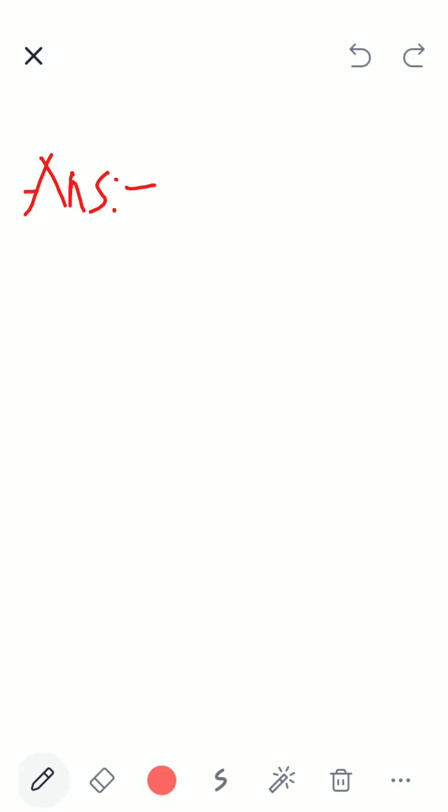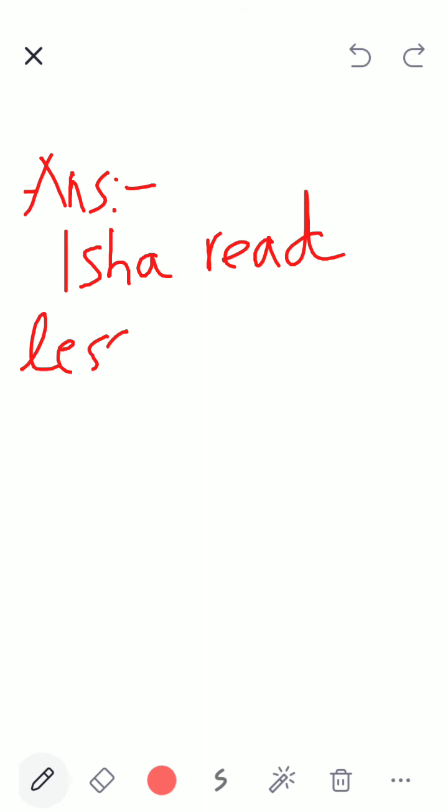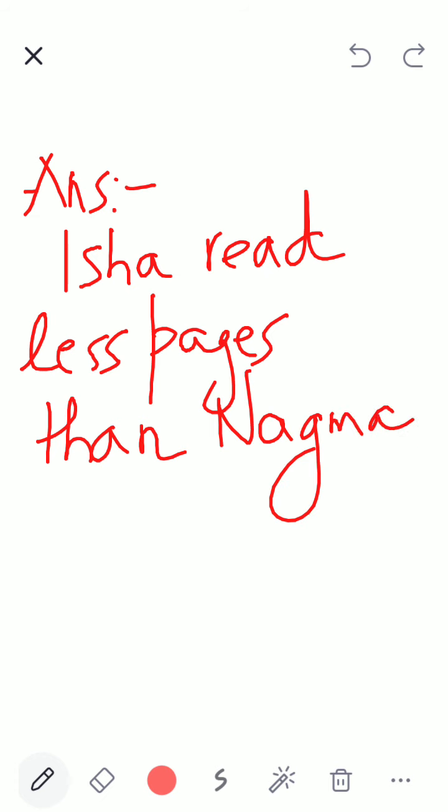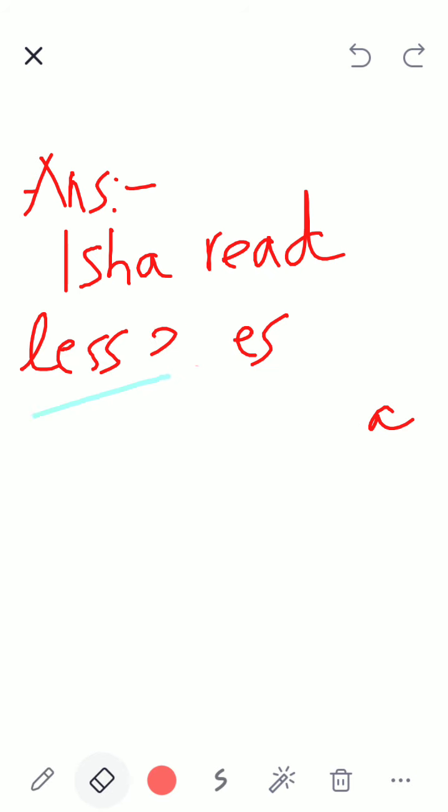Word problems have to be written. Isha read less pages than Nagma. Okay, this is the answer, because they asked who read less. You have to write Isha read less pages than Nagma. That's all. Okay. Next, another method.